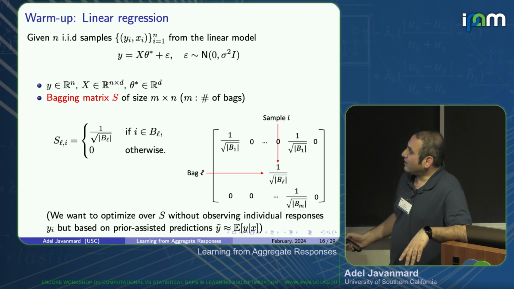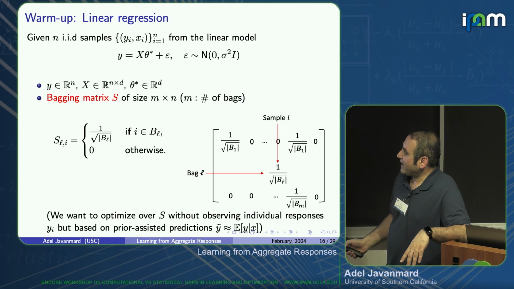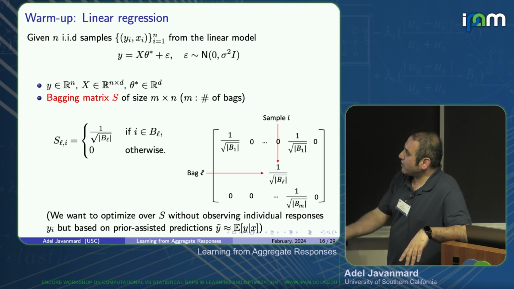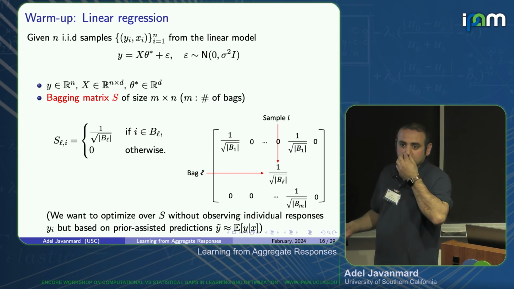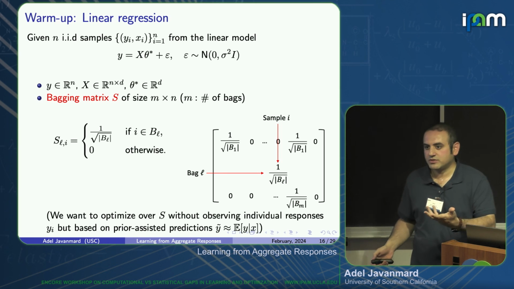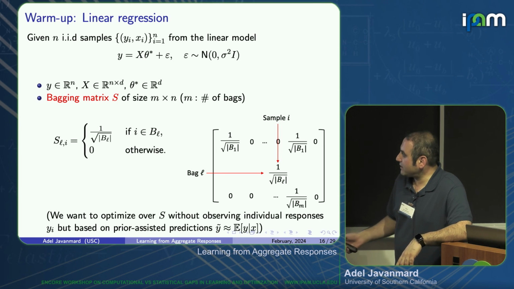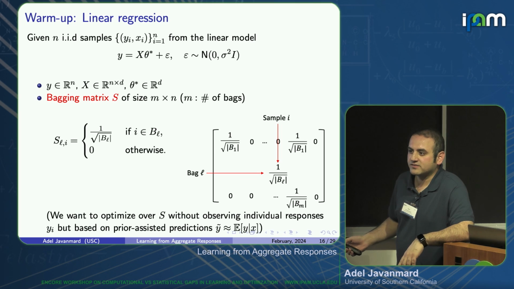It's mostly 0. Whenever sample i belongs to bag l, I have a non-zero entry, which is 1 over the square root of the size of the bag. Okay, so this is just a normalization. Now, the norm of each row is going to be 1, right? Because the first one has B1 number of samples. And since the bags are non-overlapping, the rows are orthogonal. So S transpose S is like an orthogonal projection. Okay? But it kind of encodes the bagging structure that they have.